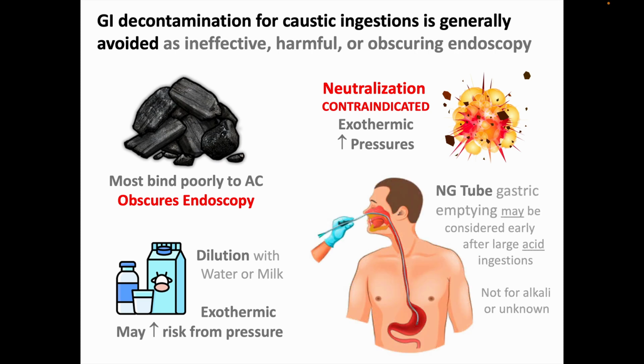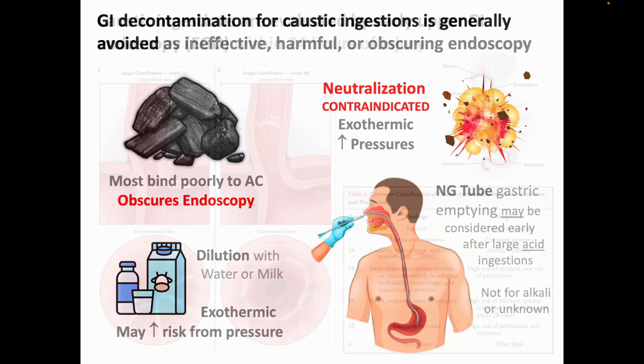However, using a small nasogastric tube gently inserted to empty the stomach may be considered early on after large acid ingestions, where we think there's probably a considerable amount of acid still in the stomach due to pylorospasm. This is not done with alkali ingestions or when the nature of the caustic is not known. Liquefactive necrosis from alkali can acutely weaken the GI tract mucosa, and inserting an NG tube could rupture the esophagus or stomach, and that risk is much lower very shortly after an acid exposure.